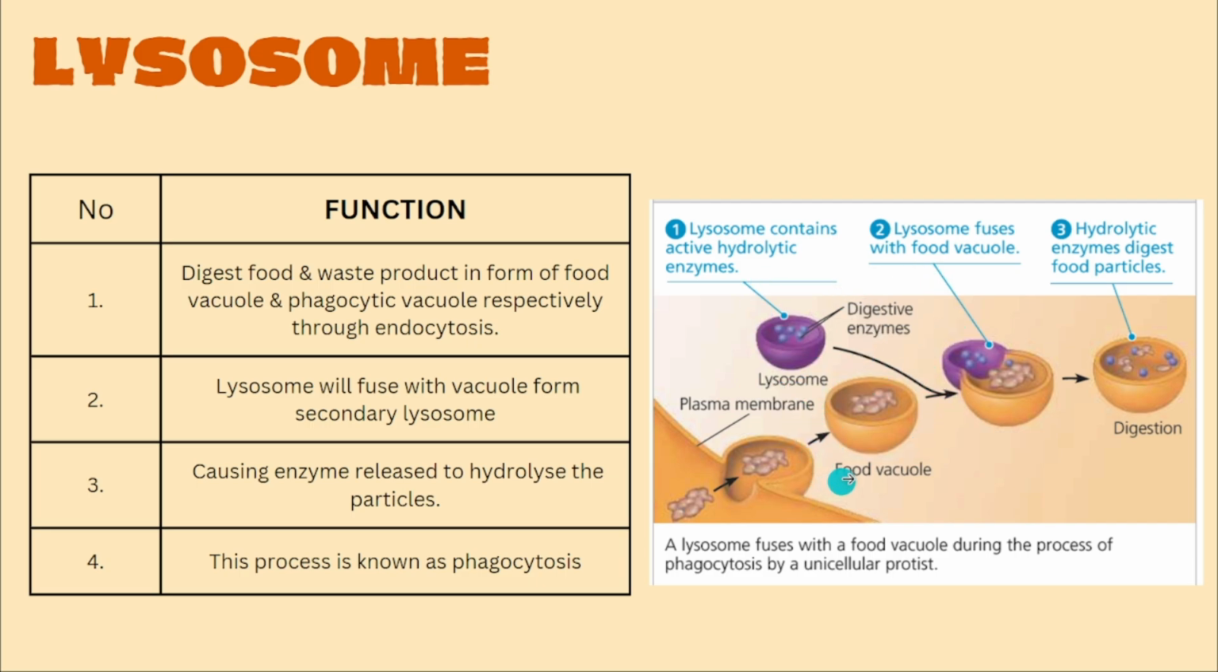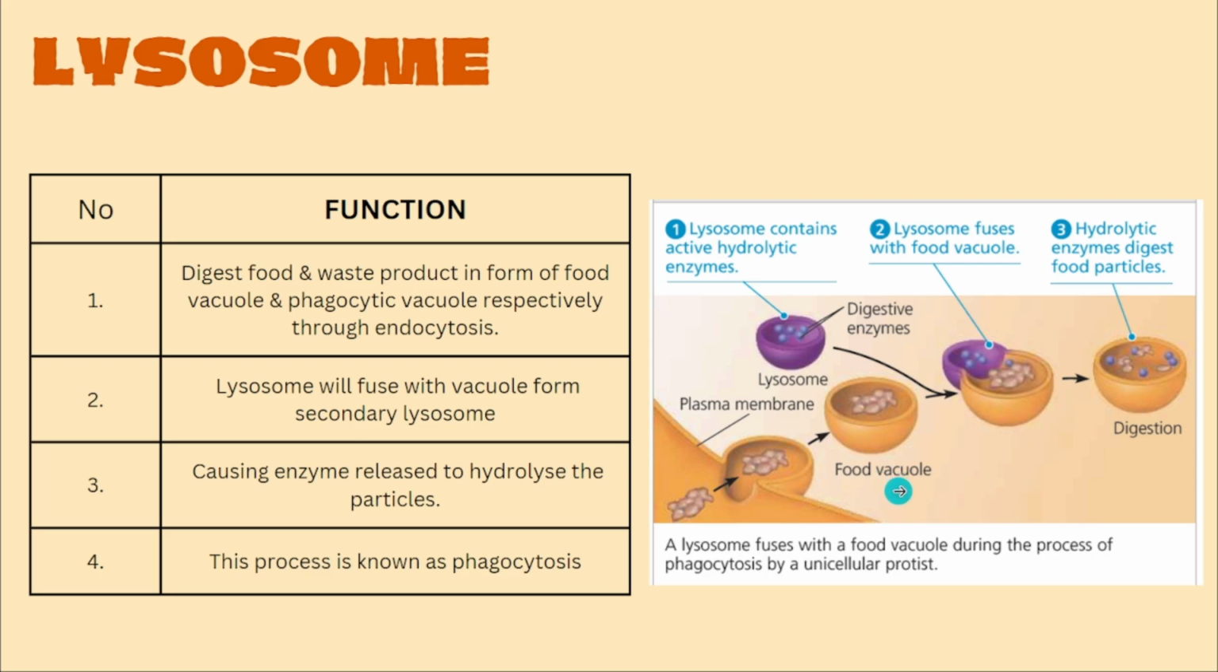When the food vacuole is endocytosed into the cell, this is all the nutrients, so the lysosome starts to fuse with this vacuole. This is the food vacuole. One example is the amoeba, which takes in food. Once the food has entered the cell, the lysosome will fuse with the food vacuole to form a secondary lysosome. This one is the primary lysosome. Once they fuse together, they form a secondary lysosome, which releases the hydrolytic enzymes to hydrolyze all the food particles. This process we call phagocytosis.